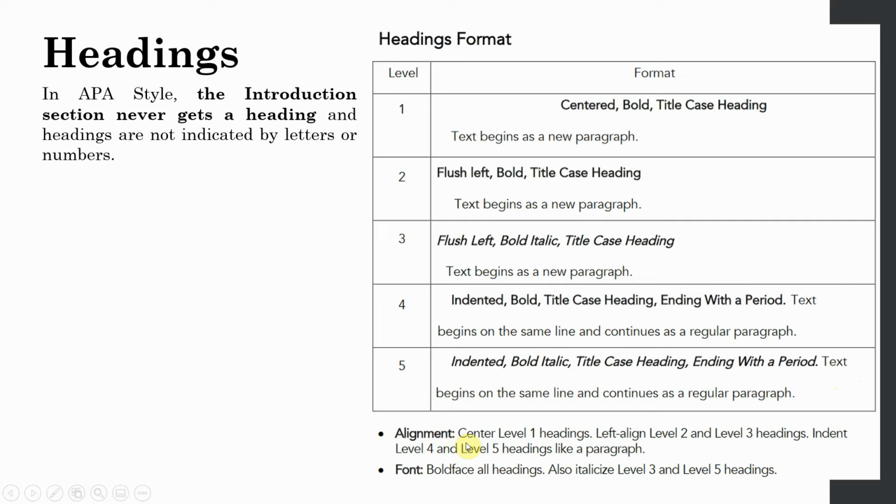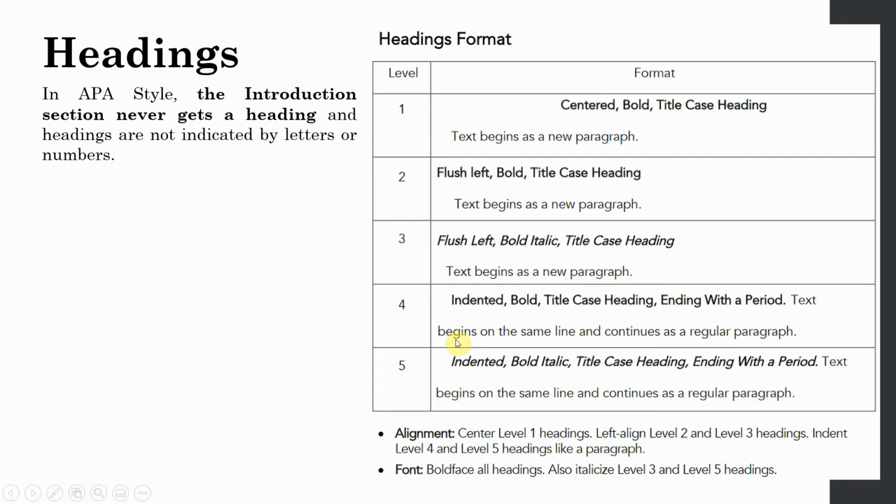Now alignment. Center your level 1 headings. Left align level 2 and level 3 headings. Indent level 4 and level 5 headings like a paragraph. The font: boldface all headings, also italicize level 3 and level 5 headings. So this is the format of your heading.